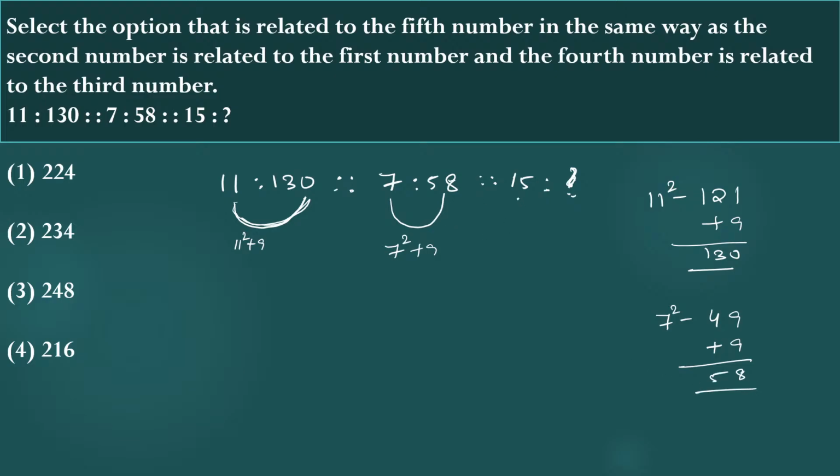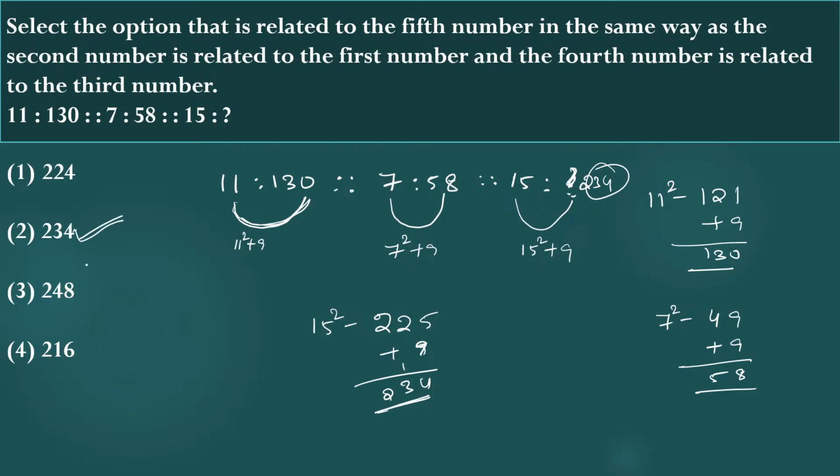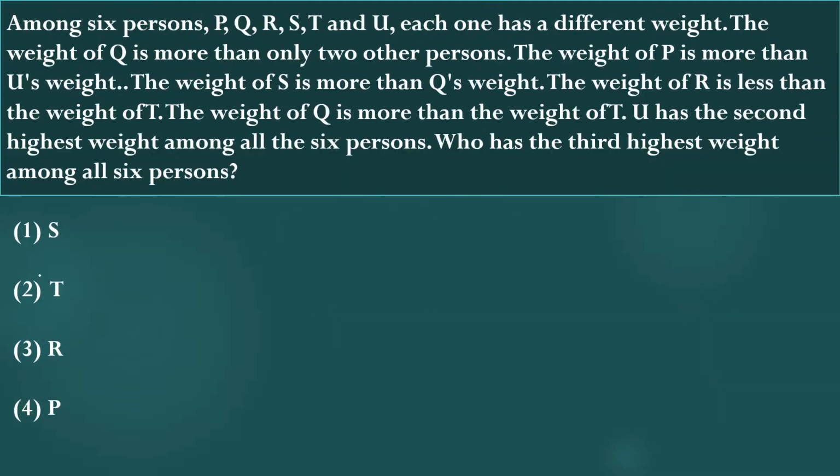Similarly, here 15 square plus 9. 15 square is 225, plus 9, you get 234. So we square the number and add 9 to get the respective second number. 225 plus 9, we get 234. Option 2 is correct.